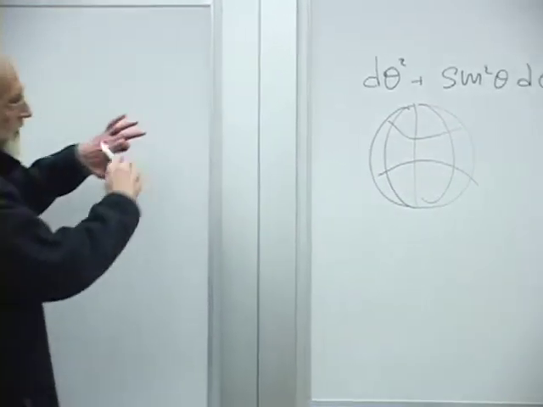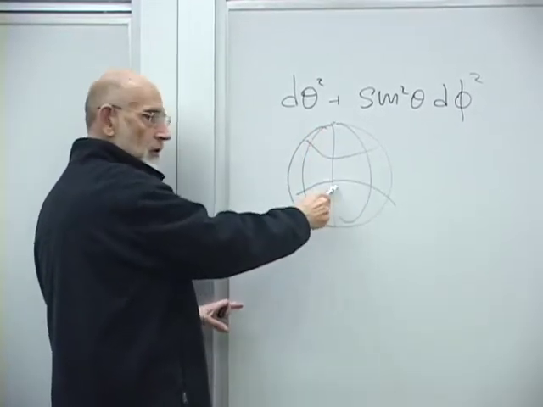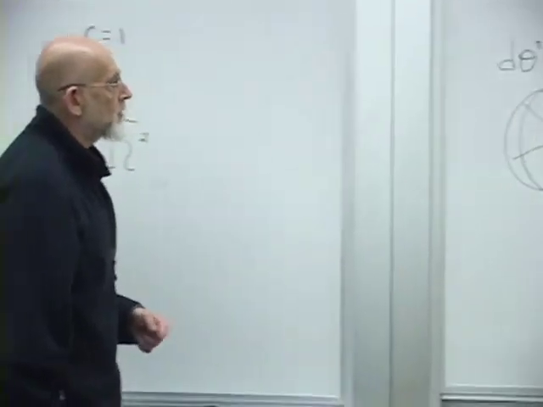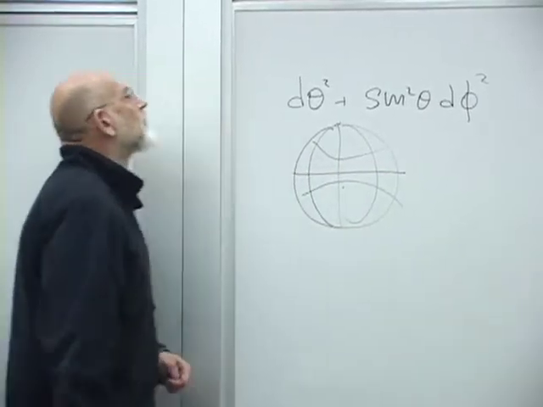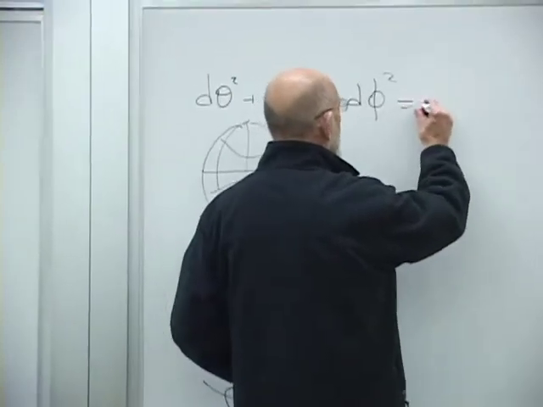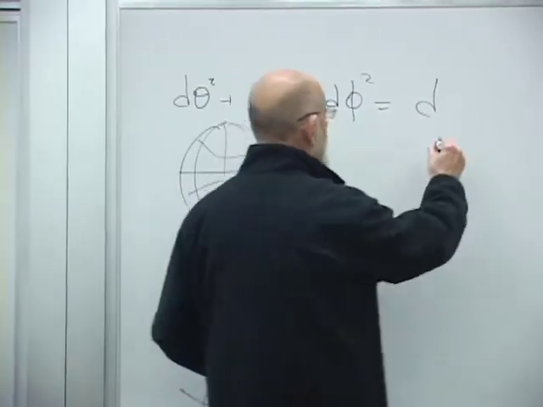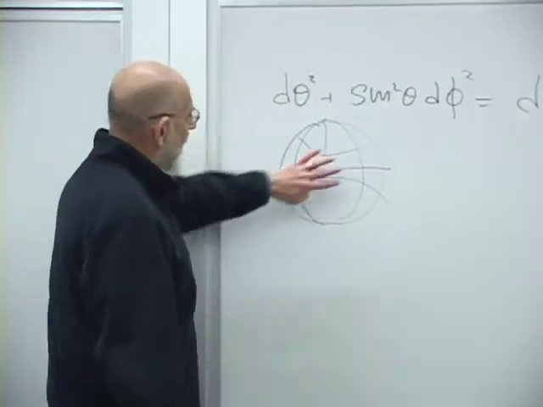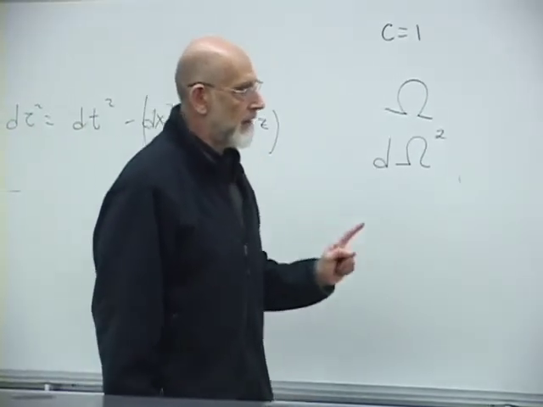Phi is the angle around the pole, and theta is the angular distance from, let's say, the North Pole. Or maybe, no, I think this is actually the distance from the equator. And this is the thing that's usually just abbreviated. It's called d omega squared, and it means the metric of an ordinary two-dimensional sphere, but of unit length.